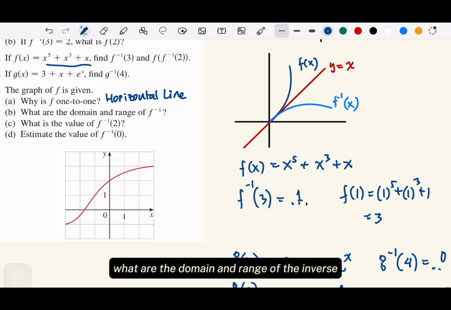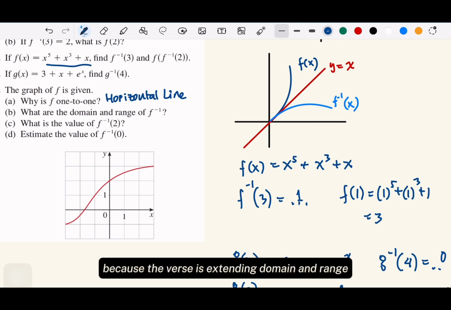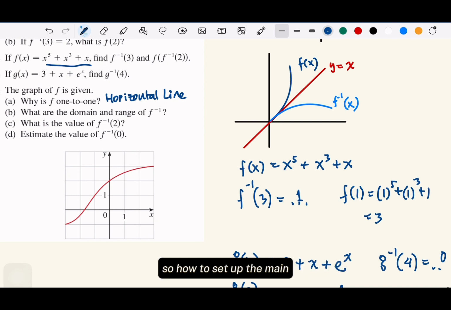What are the domain and range of the inverse? Because inverse is exchanging domain and range, the first thing is maybe we could look at the domain and range for the function itself. So how to set up the domain? You can just look at the x-axis, how many points or how much interval we have. So from maybe negative 3 until 3, right? So we can set up for f.